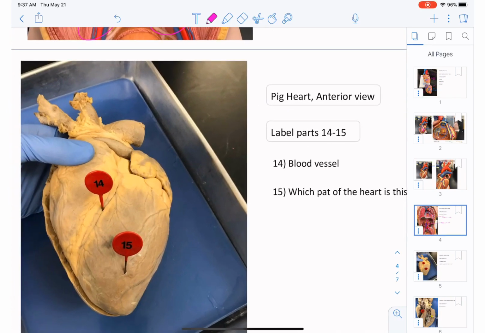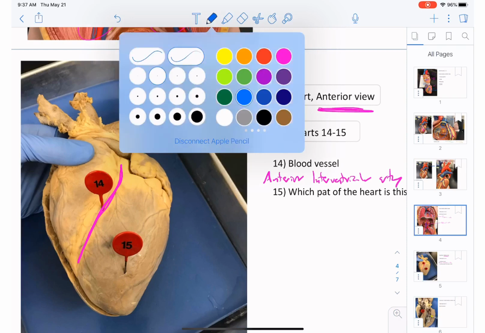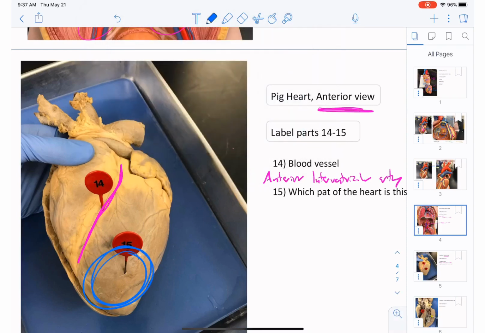Okay, now we're looking at a pig heart, and pig hearts are very similar to human hearts. What we're looking at here is a pig heart in the anterior view. And what I want to know is what this vessel is right there. Well, we've talked about that one. That's the anterior interventricular artery.